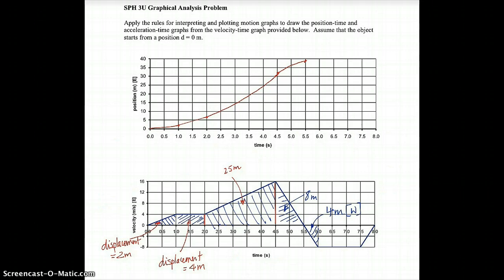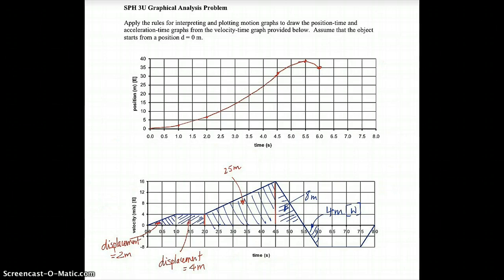So if I'm at 39 meters and then I have a displacement of 4 meters west, in the next half a second I'll be at 35 meters. So that would be here. And I will connect those points together with a line that increases in slope. So it's now getting steeper because the velocity is increasing but in the opposite direction.